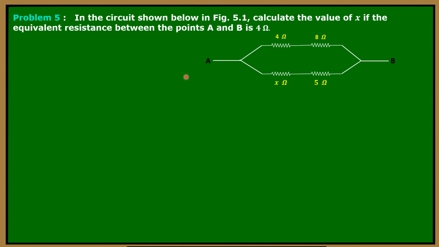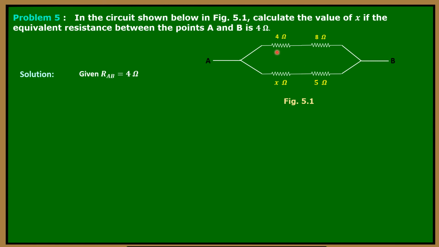Okay, so here is the solution. Given RAB, that is the equivalent resistance between A and B, we have been given as 4 ohms. Now you see here, if current is passed in this circuit from A to B, it gets split into two parts. Some current flows in this branch, and some current flows through this branch. That means these two branches are in parallel. So here the 4 ohms resistor and 8 ohms resistor, these two are in series. Again the X ohms resistor and 5 ohms resistor, these two are also in series because the same current flows through them. So 4 plus 8, 12, X plus 5.